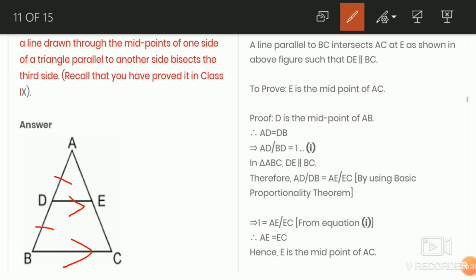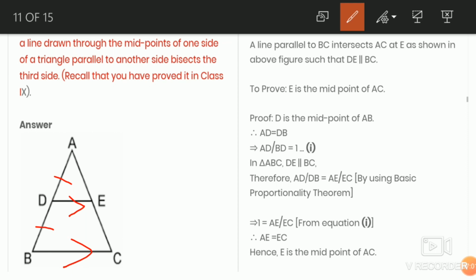To prove that, we already have taken D as the midpoint of AB. Therefore, we can say AD is equal to DB. And if we mark it in terms of ratio, then if we bring the right hand side of the equation, DB, to the left hand side, it will come to the denominator. So ultimately we'll have AD by BD is equal to 1. Mark it as equation 1.